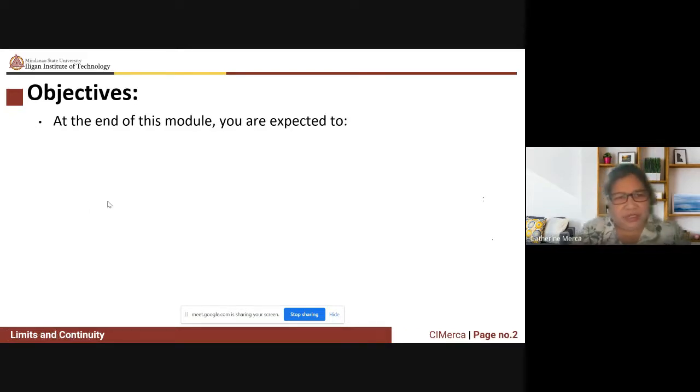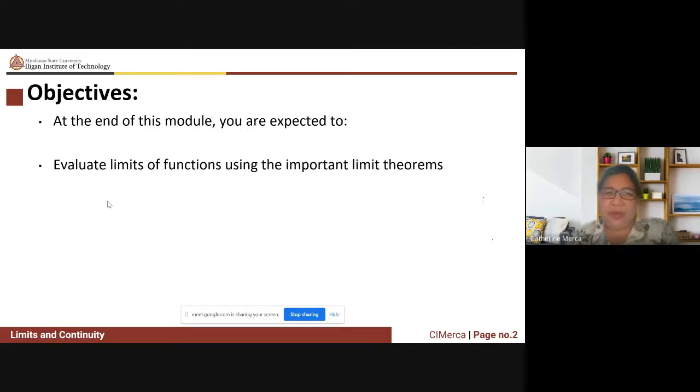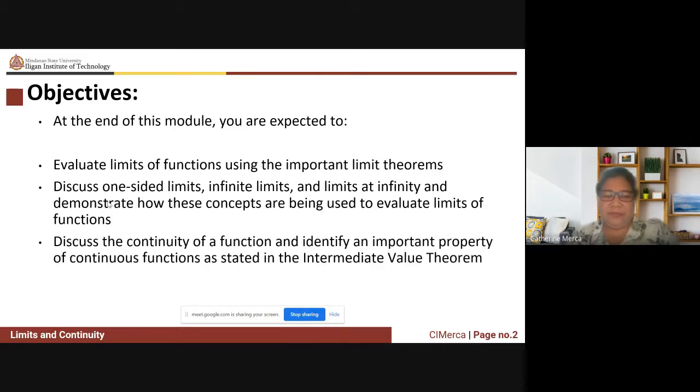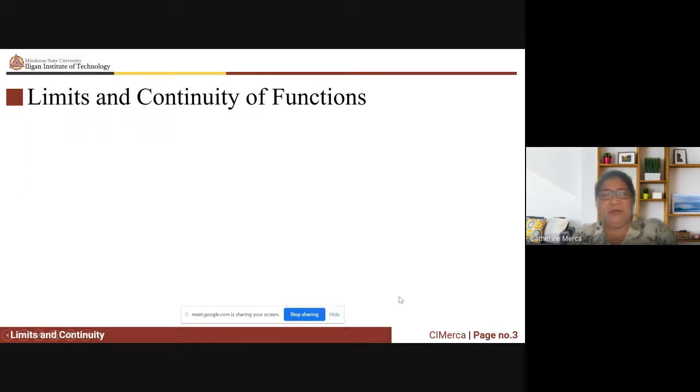Now, for our objective, you should be able to evaluate limits at the end of our lecture. Evaluate limits of functions using the important limit theorems. You should be able to discuss one-sided limits, infinite limits, limits at infinity, and demonstrate how these concepts are used to evaluate limits of functions. You should also be able to discuss the continuity of a function and identify an important property of continuous functions as stated in the intermediate value theorem. And lastly, you should be able to evaluate limits involving sine and cosine functions.